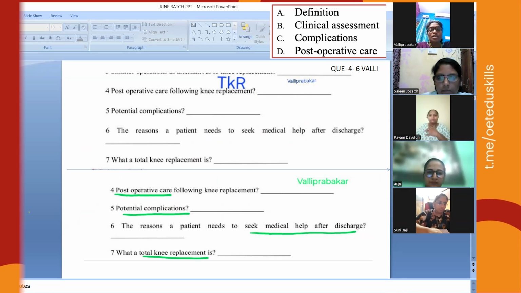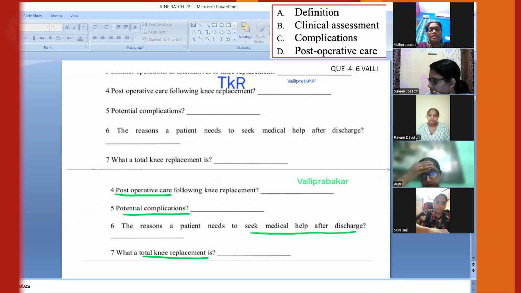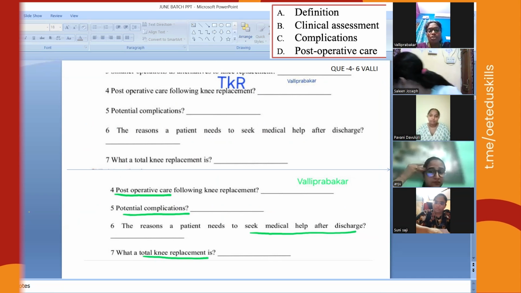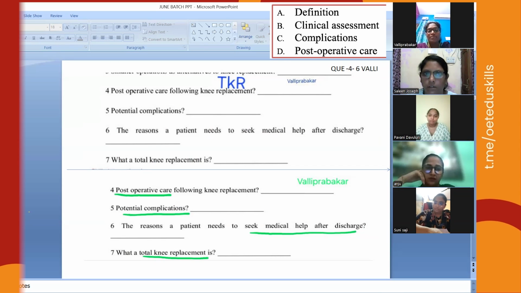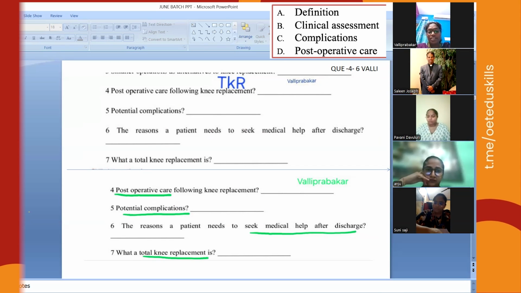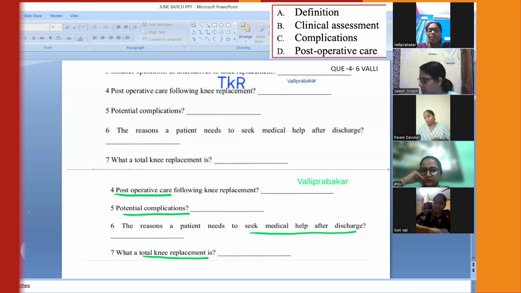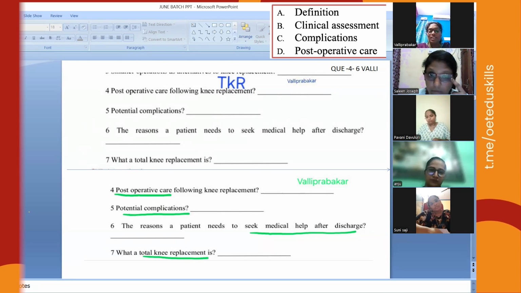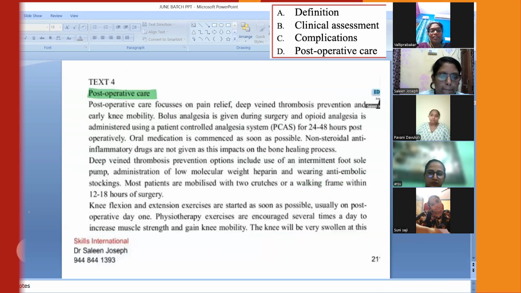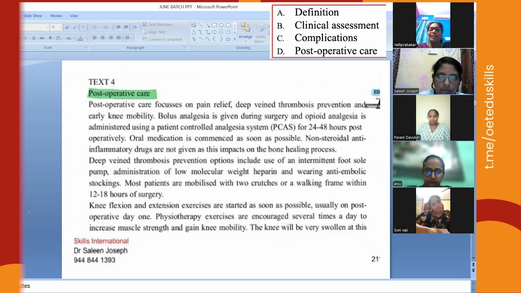So, for the fourth question, post-operative care following knee replacement. In this, we have to underline the hedging words, post-operative care. As we skim the text, we have underlined the headings and subheadings. So immediately we can know which text it is. So we have to go to the text and then scan for the answer. Here it is a matching task. We can just write which text it belongs to. Here immediately we have seen the hedging words post-operative care. It's very easy. We have underlined the heading.